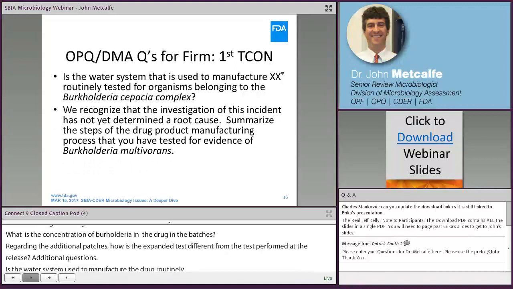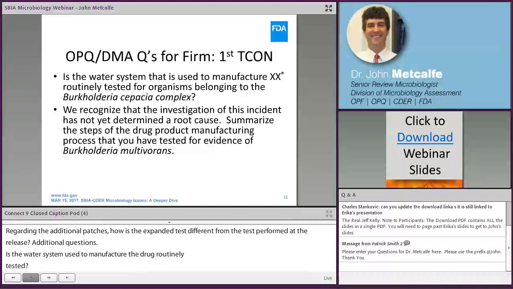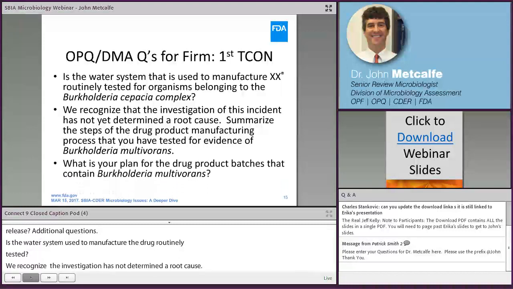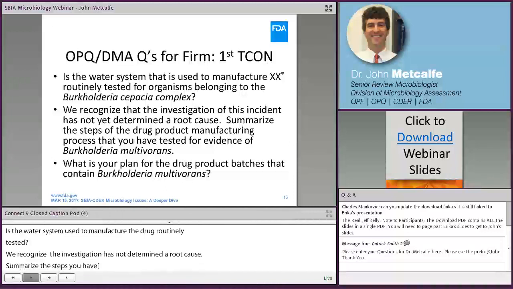We recognize that the investigation of this incident has not yet determined a root cause. Summarize the steps of the drug product manufacturing process that you have tested for evidence of this organism. And then finally, what is your plan for the drug product batches that contain Burkholderia multivorans? This last question wasn't made known to us in the field alert report: what the company had planned in terms of disposition of the 2 batches that were positive, and so we felt a need to ask this question.